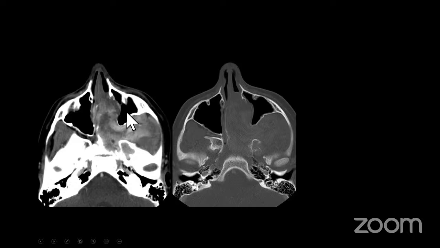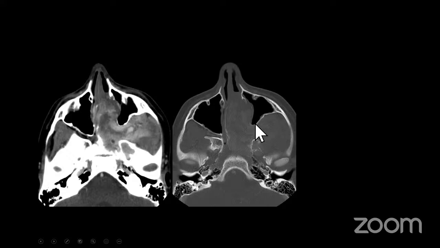So this is a pathology that's involving, you can see here, the sphenopalatine foramen. It's extending medially to involve the nasal cavity, extending laterally through the pterygopalatine fossa, and eventually extends laterally through the pterygomaxillary fissure to involve the masticator space.